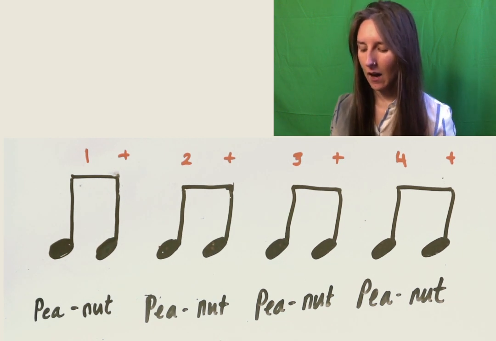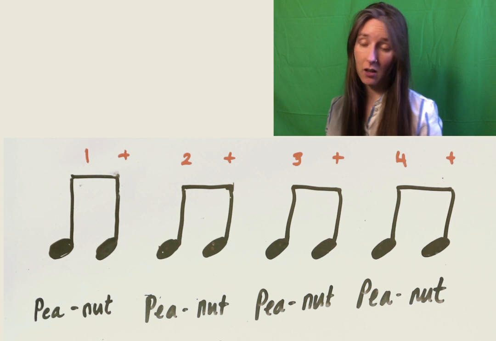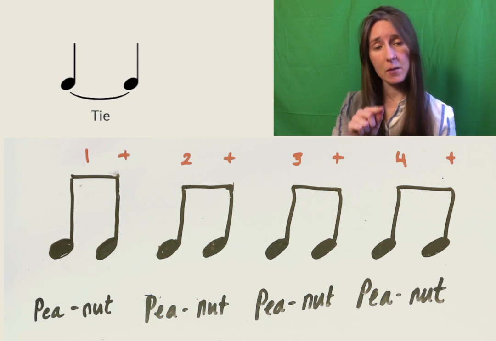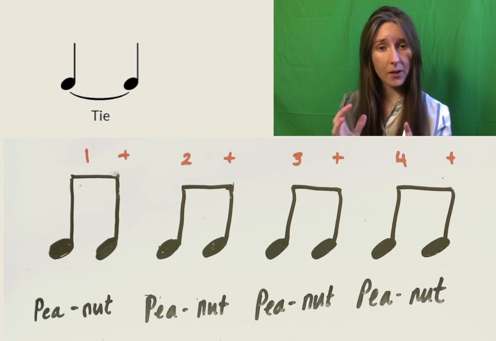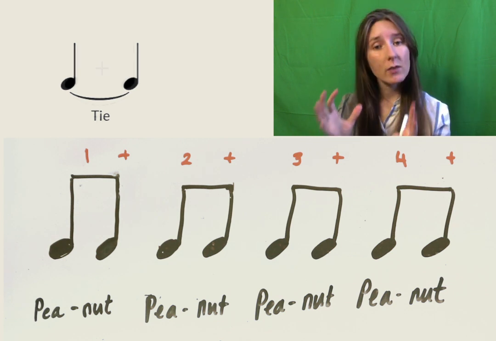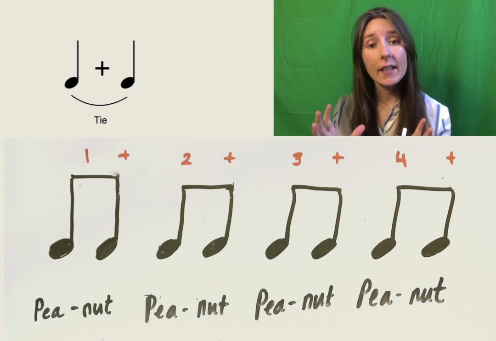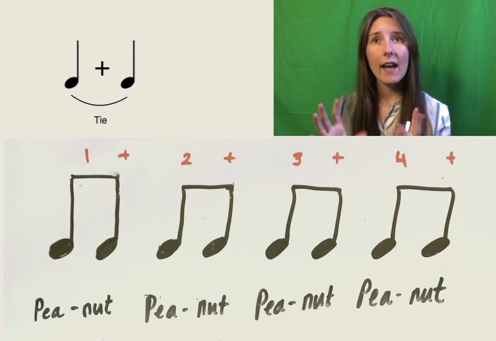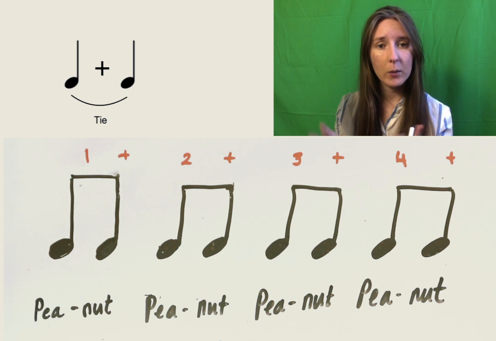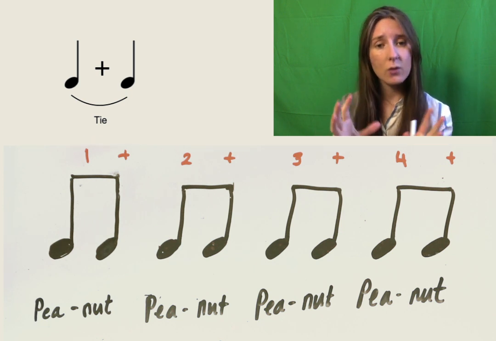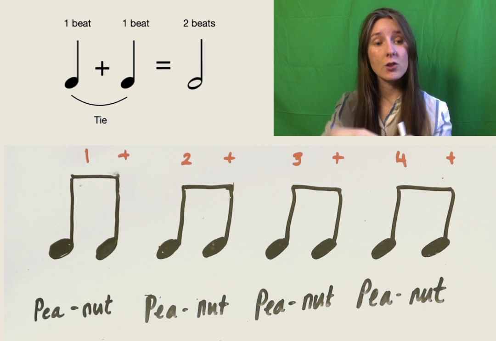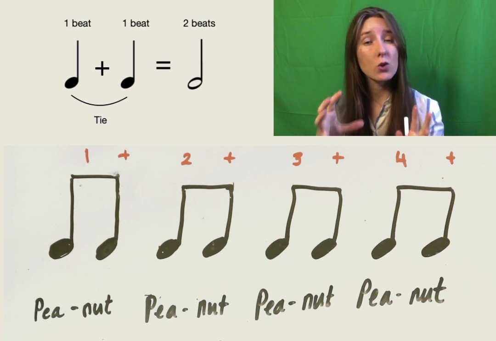Now, I'm going to introduce a little thing called a tie. A tie in music is a curved line that ties 2 notes together. When we tie 2 notes together, we actually combine them. It's kind of like adding, okay? Like when we add numbers together, that's what tying does. It adds those 2 notes together so that it's just one long note instead of 2 shorter notes, okay?